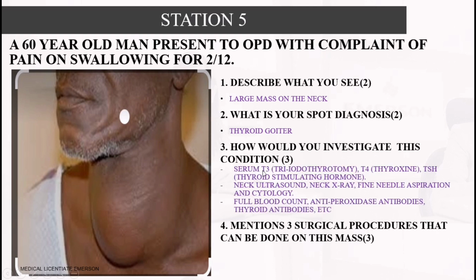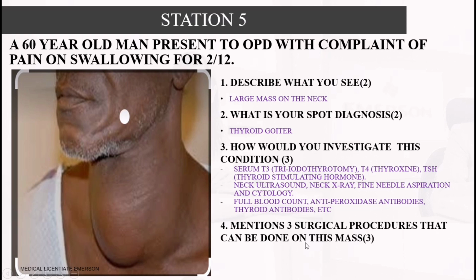So we can do serum T3, which is triiodothyronine. We also have T4, which is thyroxine. We also have TSH, which is thyroid stimulating hormone. Then you can also do a neck ultrasound of the thyroid goiter. You can also do a neck X-ray, fine needle aspiration and cytology, full blood count, peroxidase antibodies, and thyroid antibodies as well.